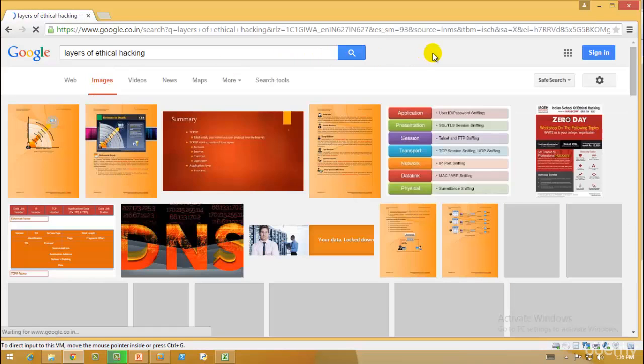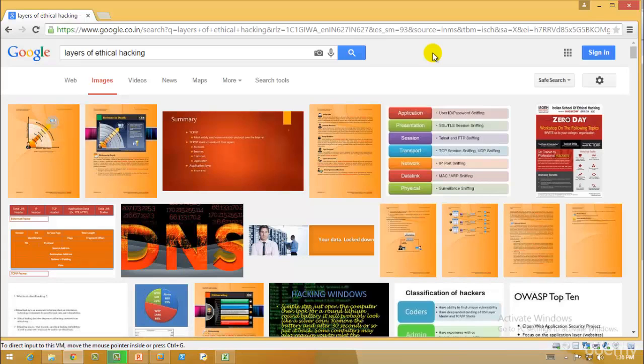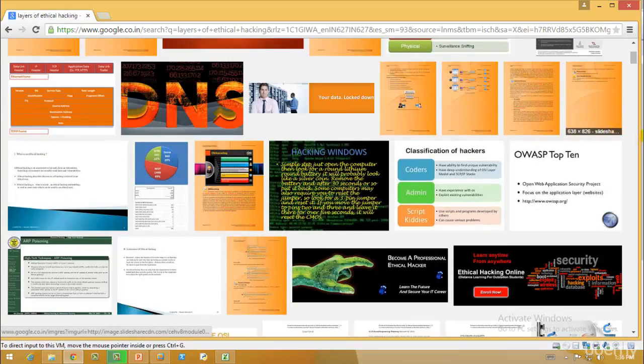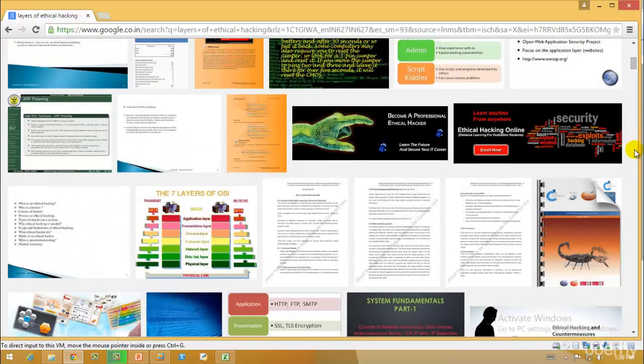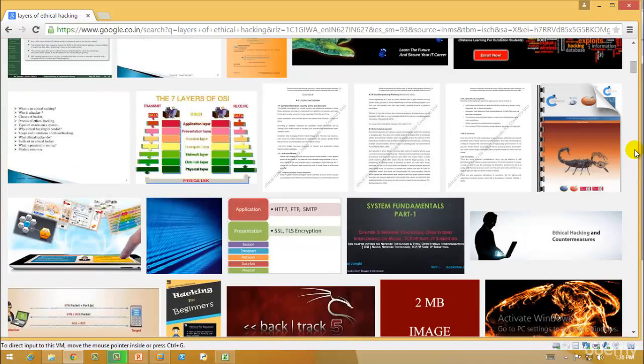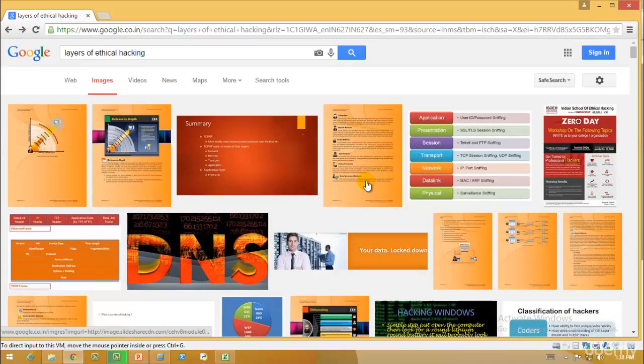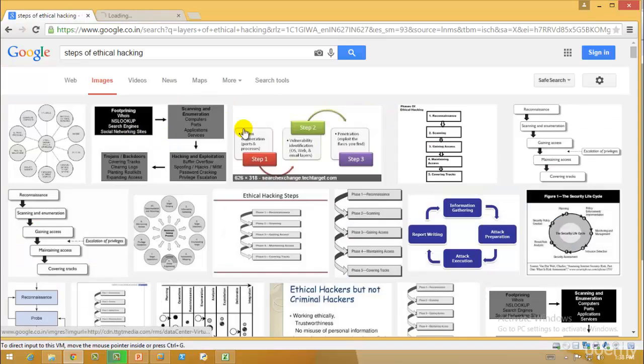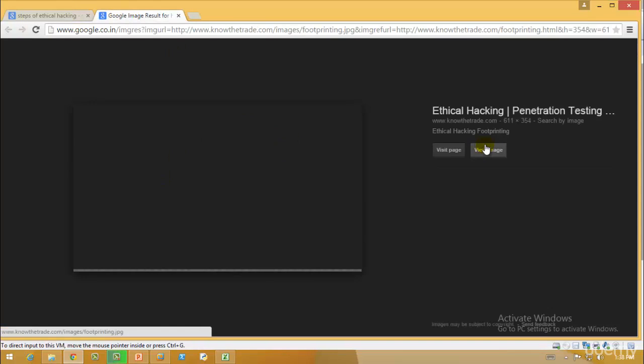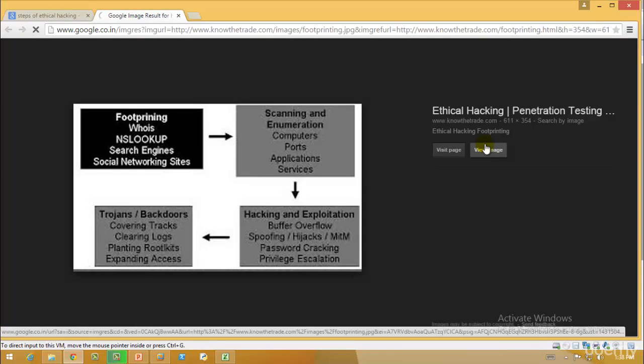The first thing is that we need to gather the information, and then we need to know whom we are attacking. What are the different layers for that? That means, what are the countermeasures that they can take against us. These are the few things that I would be teaching you today. Let me check. I'll just type steps of ethical hacking. Perfect.